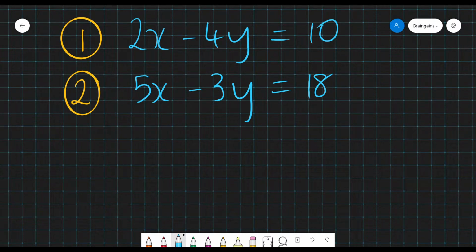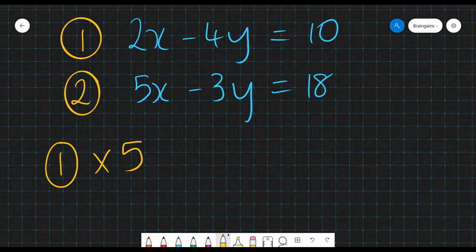Now that we have both equations in the same format, so the variables on one side and the numbers on the other, our aim is to cancel out one of the variables. So you can decide whichever one you'd like to do. I'm going to go ahead and cancel out the x's. So my first aim is to make the number of x's the same. So what I'll need to do is multiply the first equation by 5 and multiply the second equation by 2.